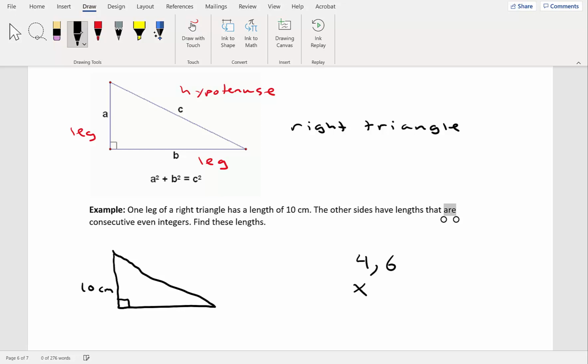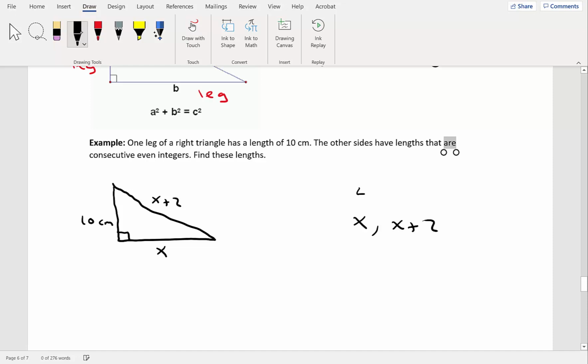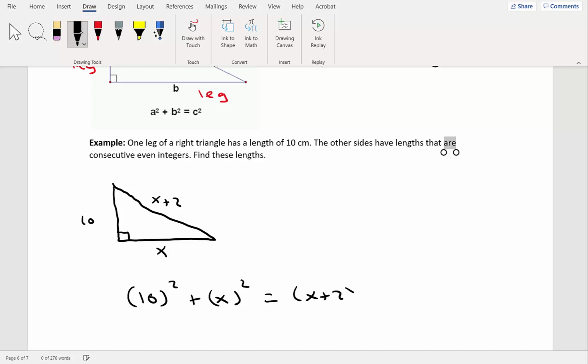But we don't know what the first integer is. We're going to let that be x. But in order to get to the next even integer, you have to add 2 to it. Okay. And now since we know that the longest side is our hypotenuse, we know that this side has to be x plus 2, and then the bottom leg has to be x. And now we go ahead and use the Pythagorean theorem. So using the Pythagorean theorem, it's a squared plus b squared is equal to c squared. So we have 10 squared plus x squared has to be equal to x plus 2 squared.